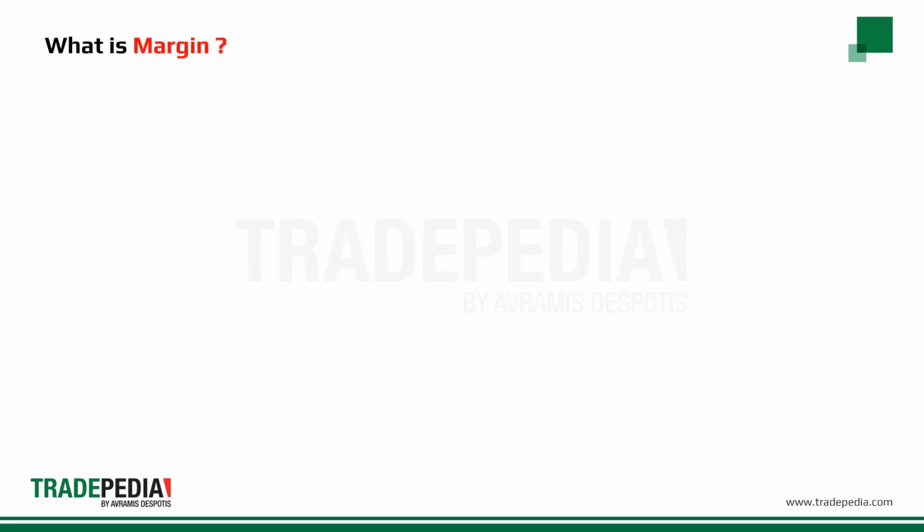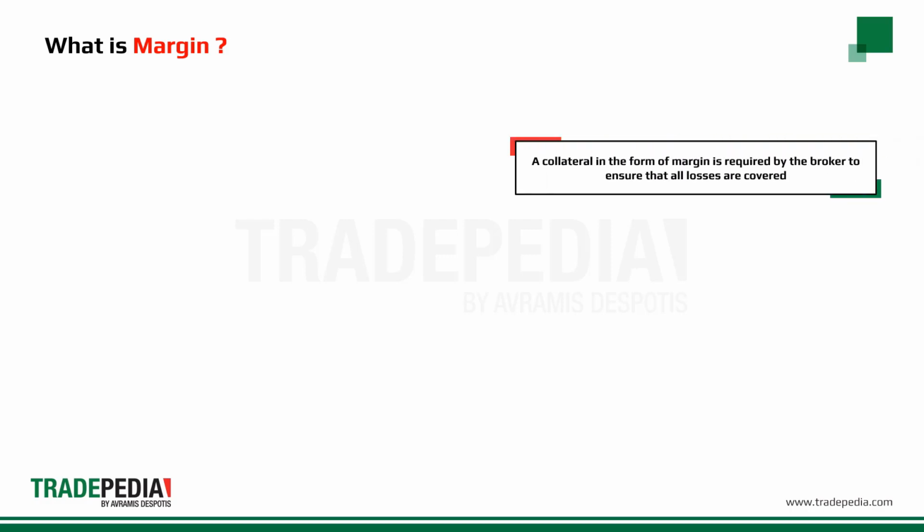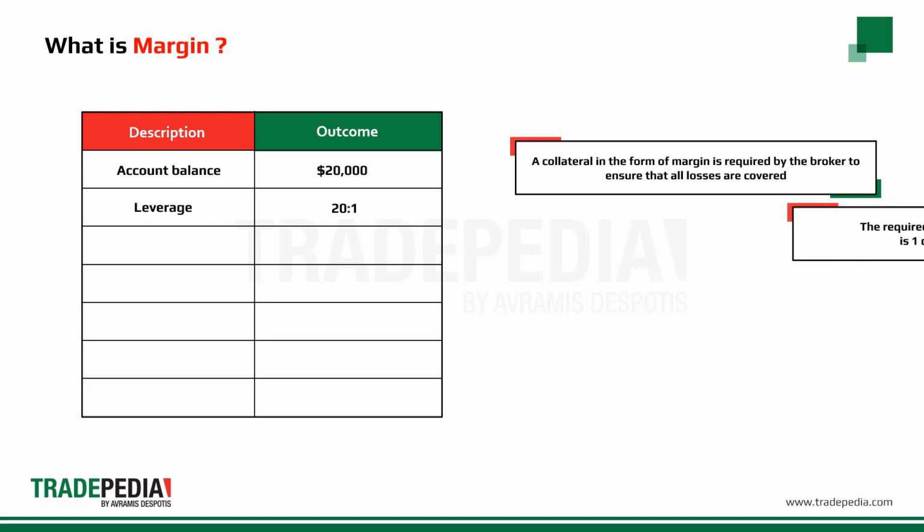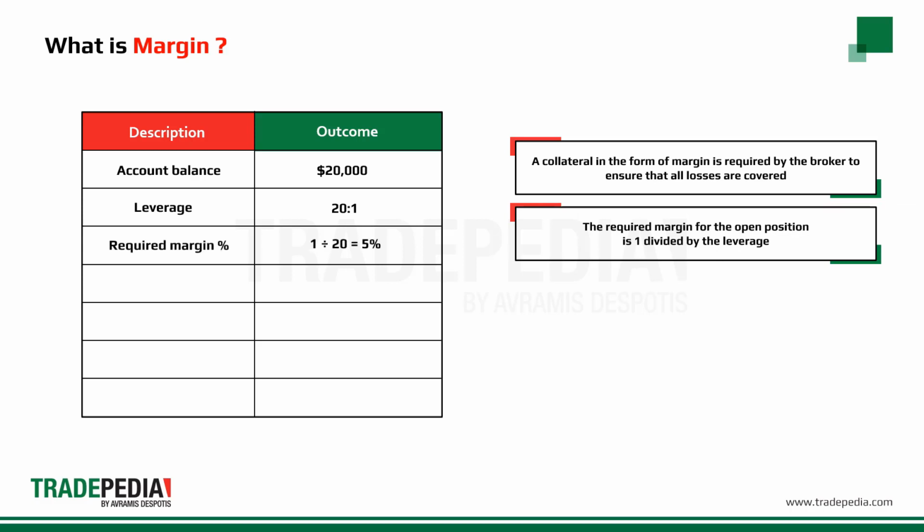What is a margin? Since a trader is allowed to use more capital than the initial amount he deposited due to leverage, a collateral in the form of margin is required by the broker to ensure that all losses are covered. For an account balance of $20,000 and a leverage choice of 20-to-1, the required margin for the open position is 1 divided by the leverage level of 20, which equals 5%.